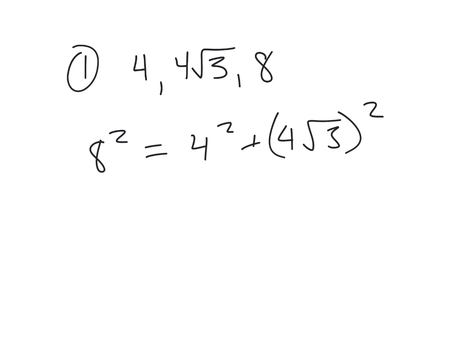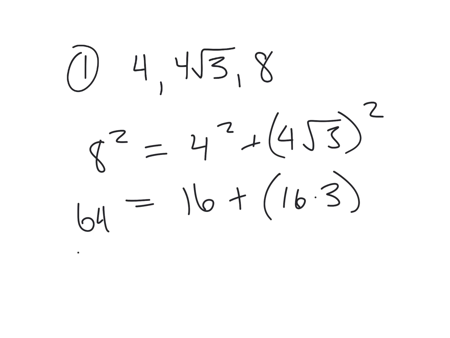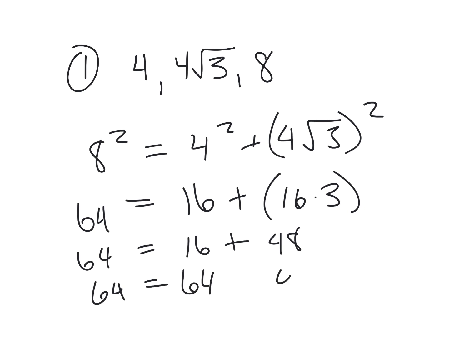So 8 squared is 64, and then 4 squared is 16, and then we have plus, and this is 16 times 3, right? What's 16 times 3? 48. So then what's 48 plus 16? 64. Yep. So then you'd say, yes, this is a right triangle.